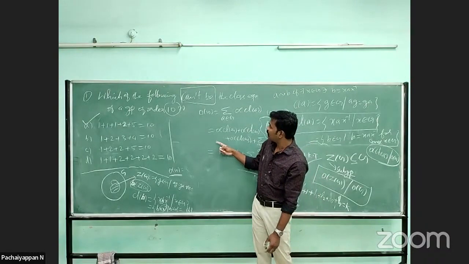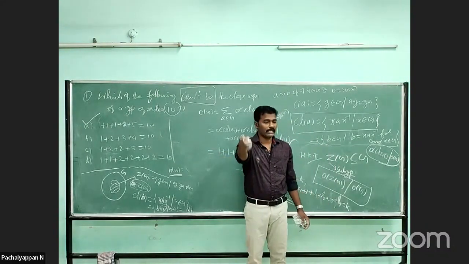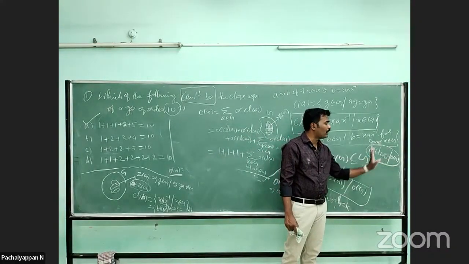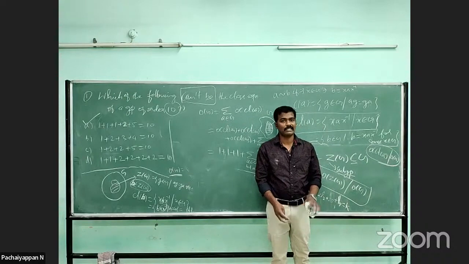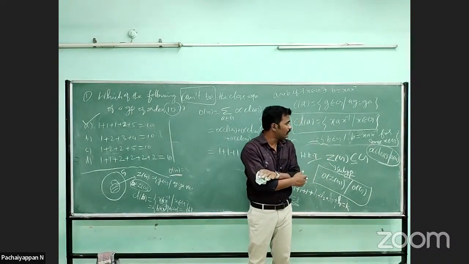Let me see the notes. Yes, we wrote in the beginning that the order of the class of A should divide the order of G. So here this is clear: 3 cannot divide 10. Yes, madam, very clear.